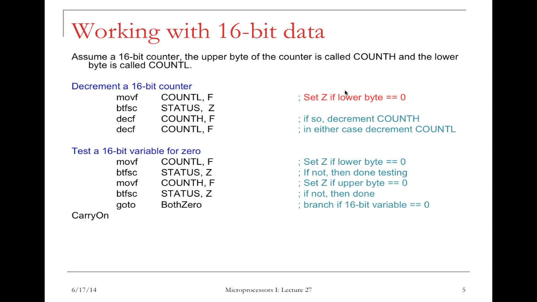We're going to store this counter in two registers, the upper half and lower half. The upper byte of the counter is called count H. You can think of it as storing the value into a variable or register named count H. The lower byte is called count L. Let's say we want to decrement that counter.